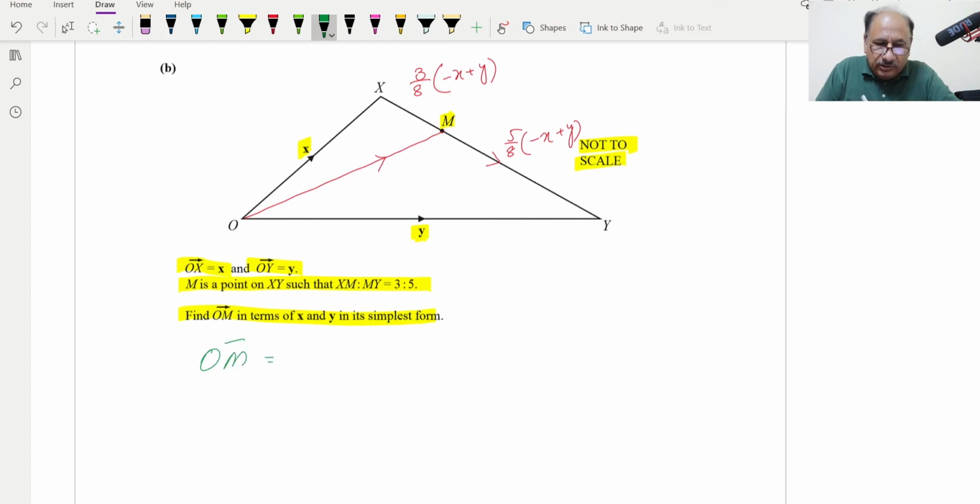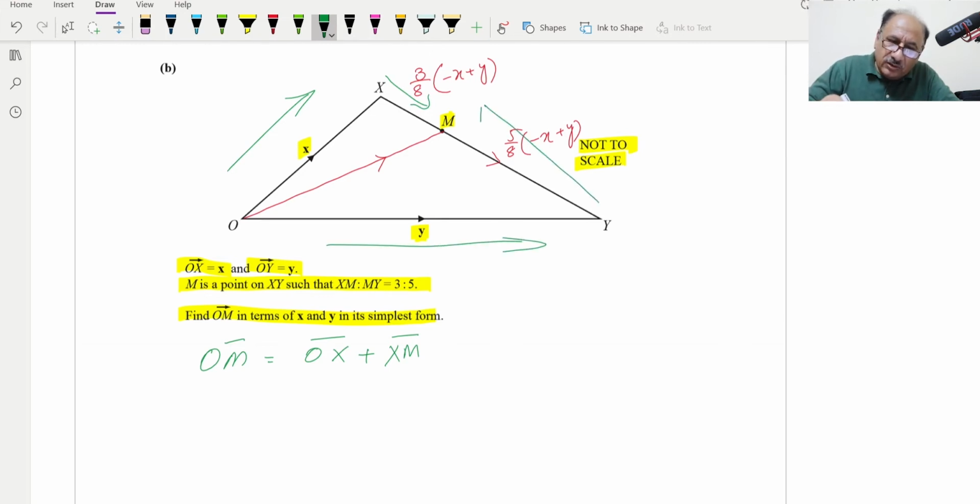OM vector is equal to OX plus XM. We can take this route which we have taken, basically this one and this one. You can even take this alternate route, this one plus this one, whatever you like. It will be giving you the same answer. So OX is provided as x, and XM we have already calculated as 3/8 of minus x plus y.